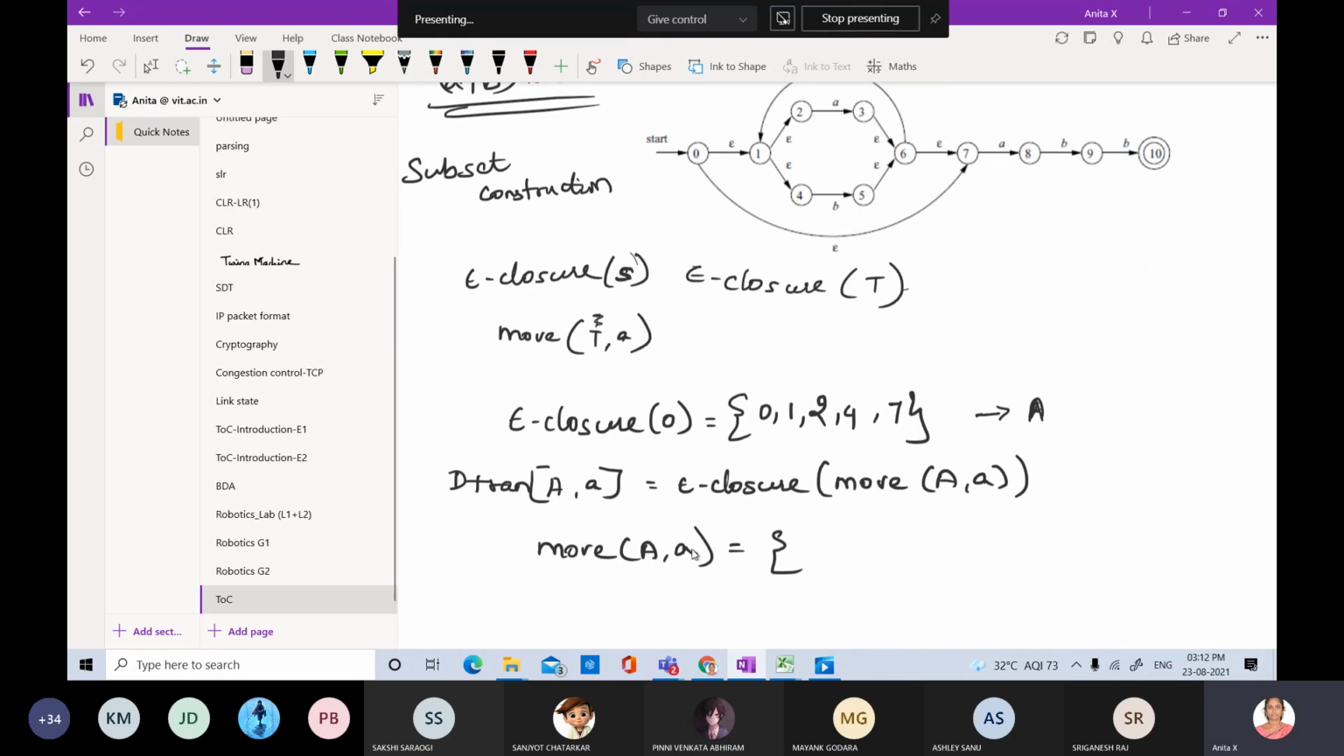From these states, on input symbol a, where do I have a transition? From 0, is there any transition on input symbol a? No. From 1, is there any transition?